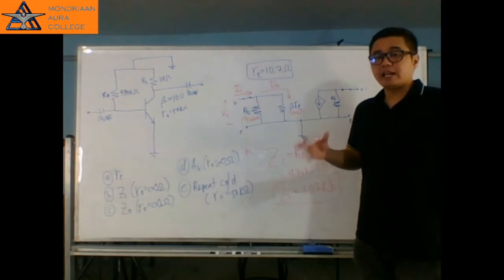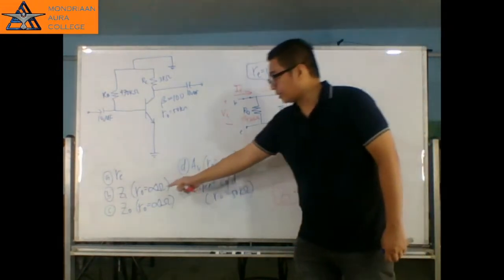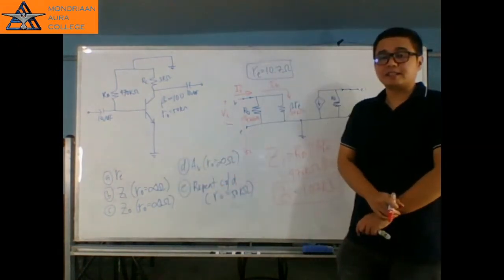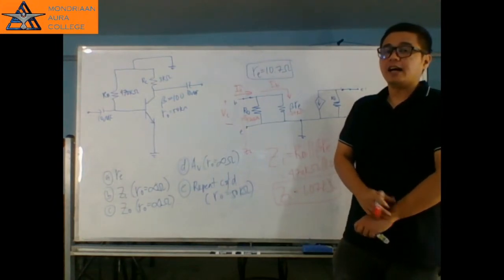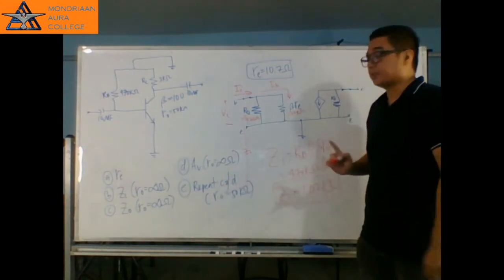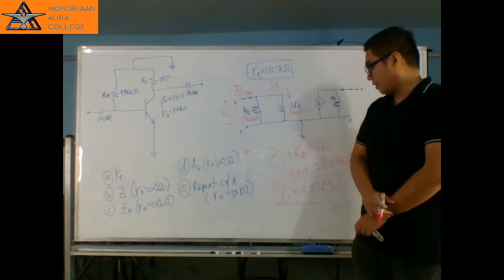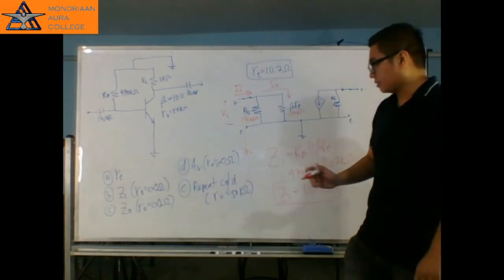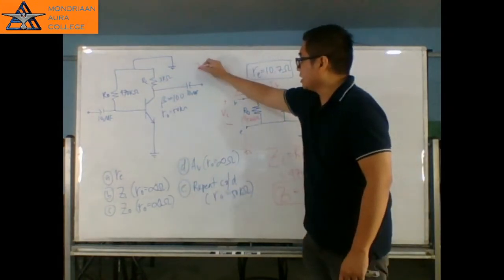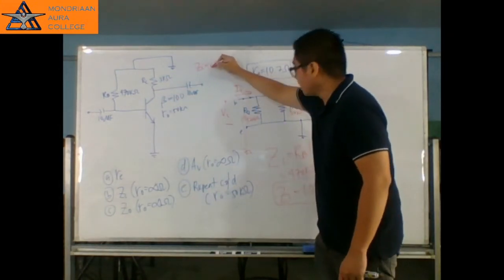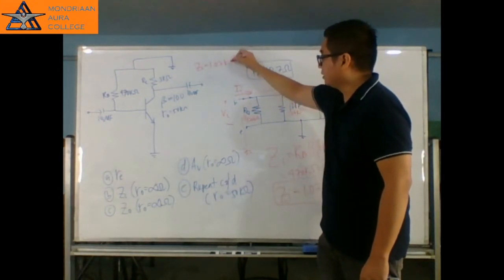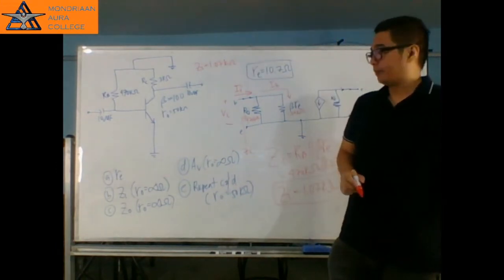As you noticed, wala namang effect yung R sub O natin or yung ating output resistance sa ating input impedance. Ang nakaka-apekto lang sa value ng input impedance ay yung R sub B at yung ating beta RE. So let us write down here, Z sub I is equal to 1.07 kilo ohms.